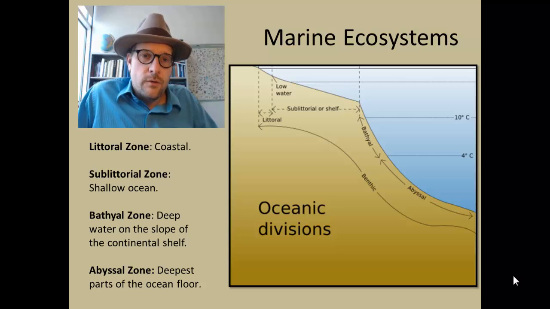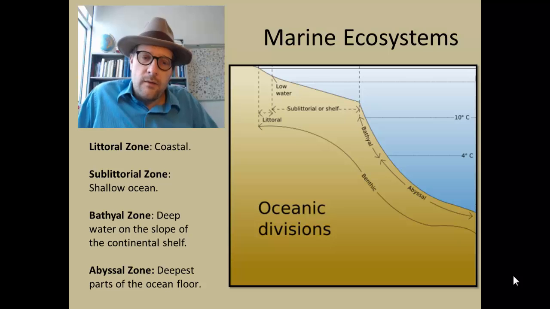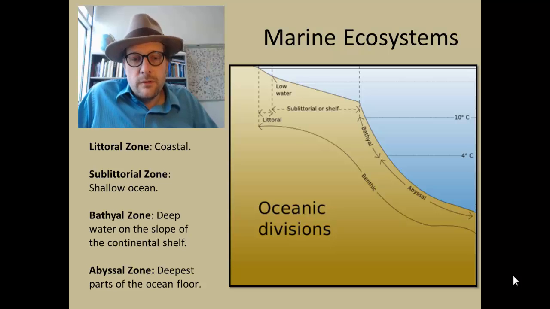Then we have the sublittoral zone. This is the shallow ocean going across the continental shelf. And then beyond that, we have the bathyal zone. This is the deep water on the slope of the continental shelf. And then we have the abyssal zone. This is the deepest parts of the ocean floor.